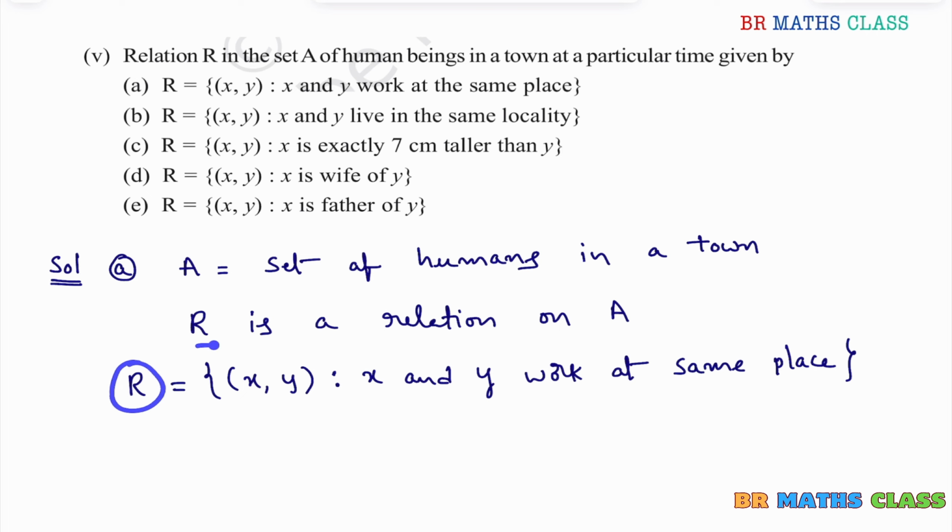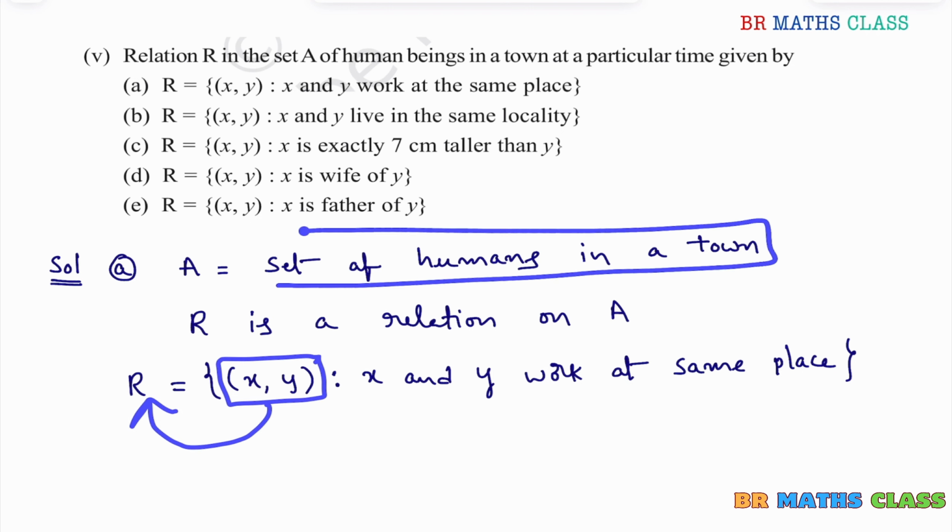Here, R is a relation on A. So, x is there in set A. That means x is a human in a town. What about y? y is also a human in a town. Which ordered pair belongs to this relation? That is important. First point, x and y must be humans in a town at a particular time. They must be humans, and x and y work at the same place.